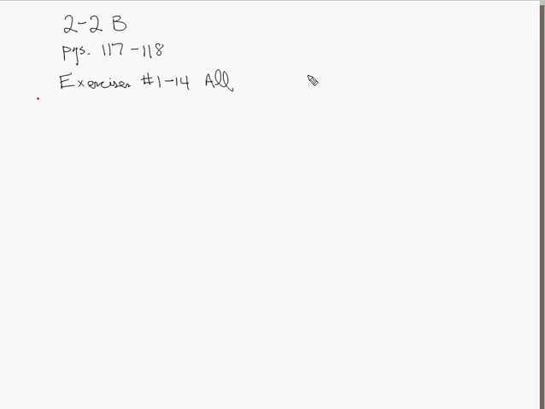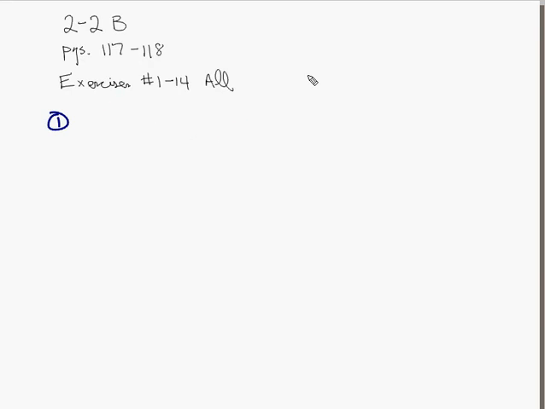Okay, we're doing 2-2B, pages 117 to 118, exercises 1 through 14 all. On 1 and 2, you're supposed to draw a figure to represent each situation described below and name the postulate it illustrates. So on 1, they are asking you to draw points R and S in a plane A.